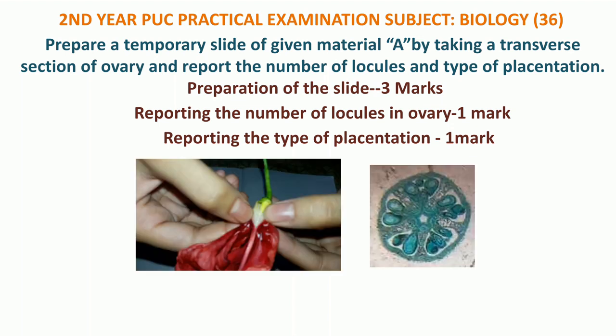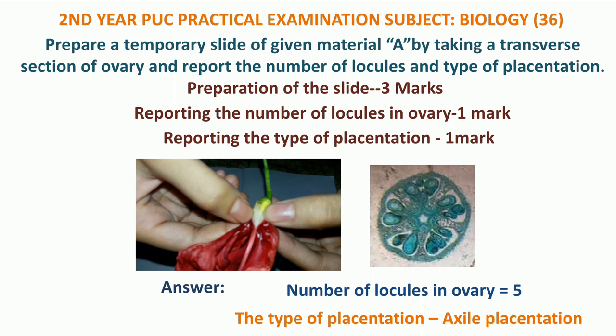For this experiment, you should take a flower like hibiscus and remove the ovary. Then take a transverse section of the ovary. With this transverse section, you should prepare a slide like this. After this, you should write some points as an answer. The number of locules in the ovary is equal to 5. The type of placentation is axial placentation. Here you should draw this transverse section diagram as an answer.